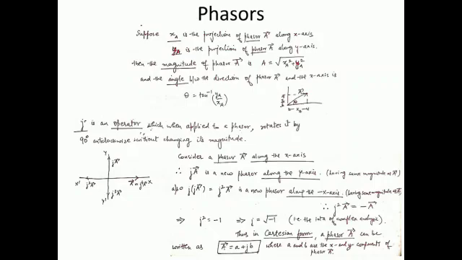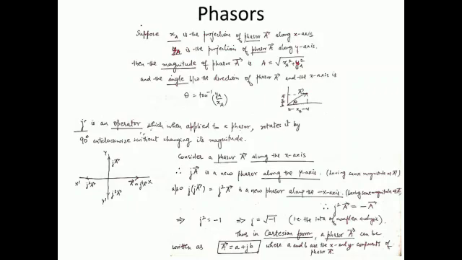So let us consider a phasor A along the x-axis, as can be seen on the figure on the left hand side. Now if we apply the operator J to the phasor A, that is J times A will be a new phasor along the y-axis having the same magnitude as A. And if we apply the J operator again to JA, we get J square A, which will again be a new phasor along the negative x-axis, again having the same magnitude as A.